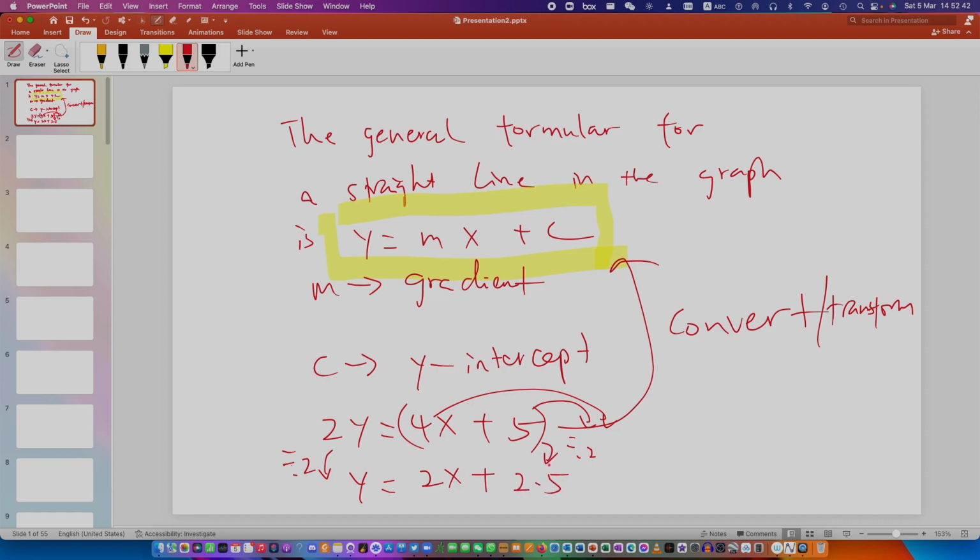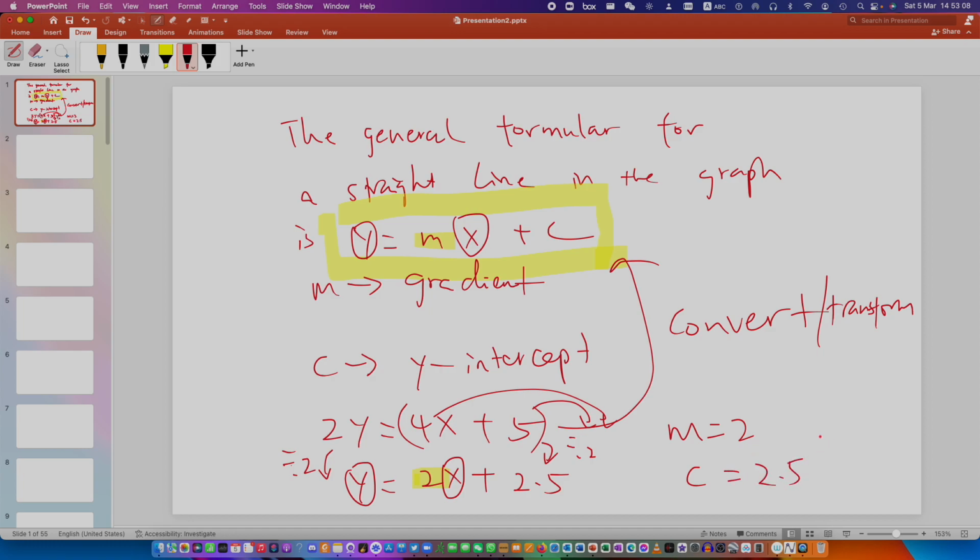So you can actually compare now, right? So m is your 2. Remember, m is 2, not 2x. X is taken care of already. Okay? Y is also taken care of. Right? So now you are only left with m equals to 2, which is your gradient. And then c is your 2.5.